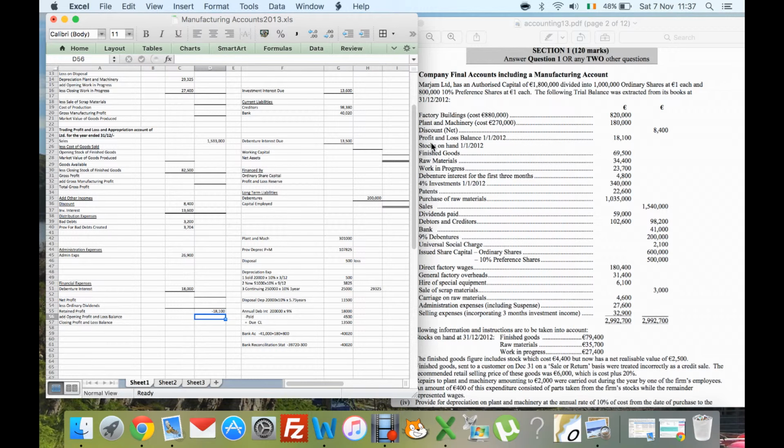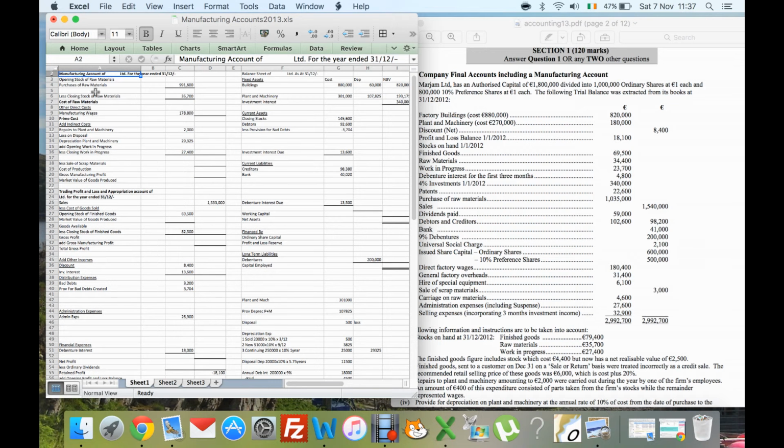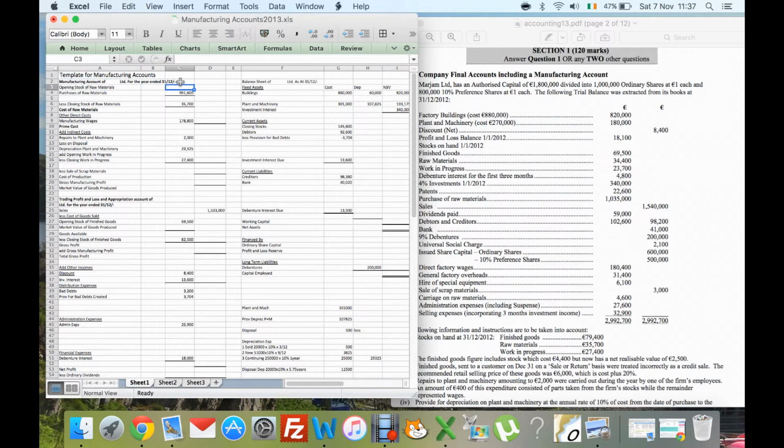Then we have opening stock. So opening stock of finished goods, 69.5 up here. 69,500. Opening stock of raw materials, 34,4. And then we've got opening stock of work in progress, which is 23,7.